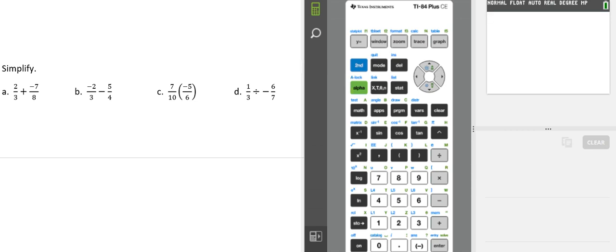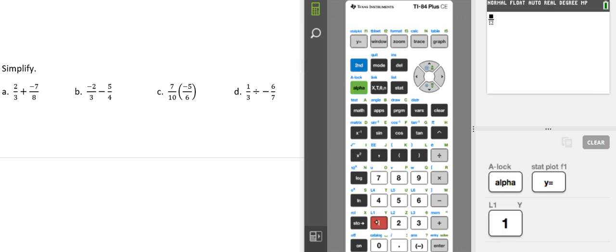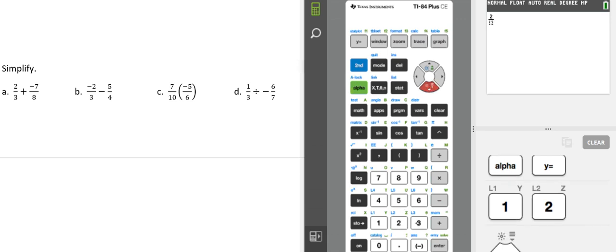To do that, we're going to hit the alpha y equals key, and that brings up our fraction menu, and we're going to choose the first option, which gives us our fraction. And we're going to enter in 2/3. Then we're going to arrow over so we can get out of our fraction so that we're able to put our plus sign.